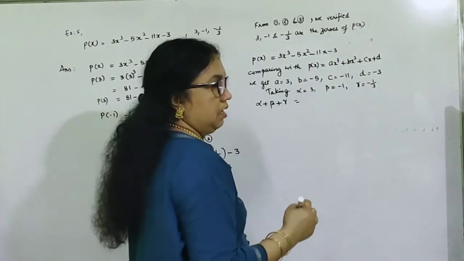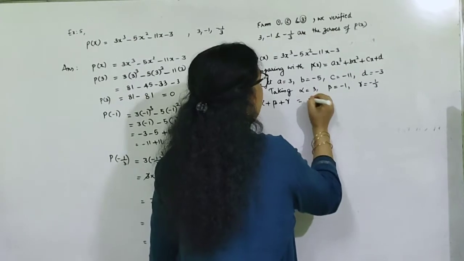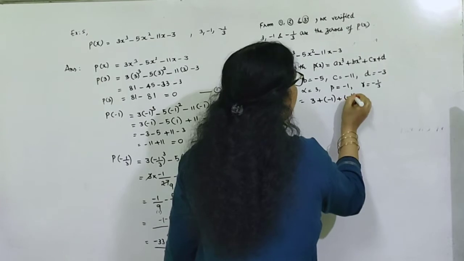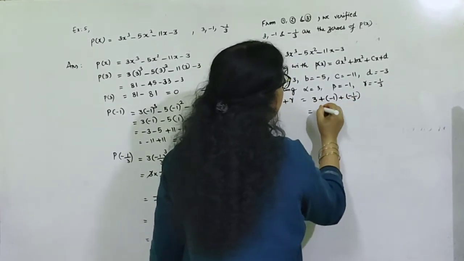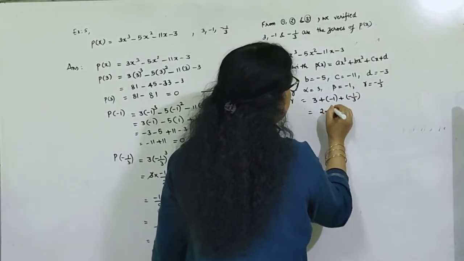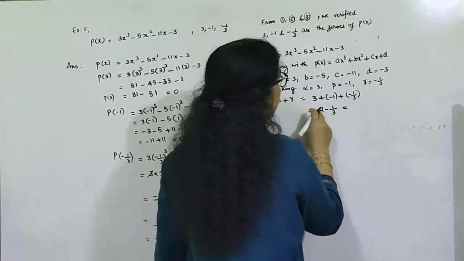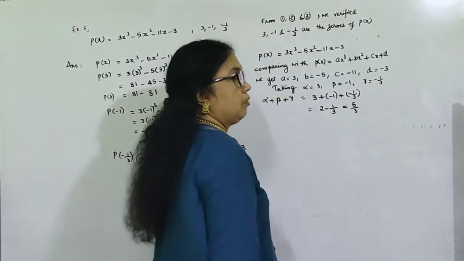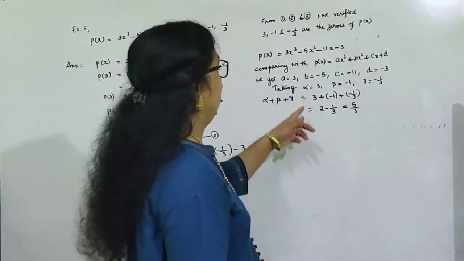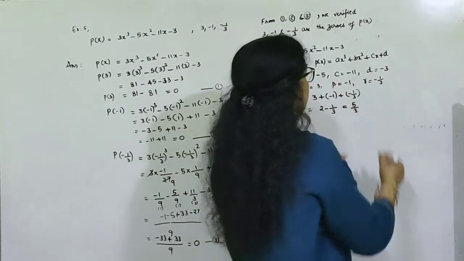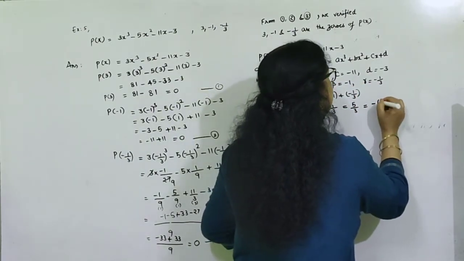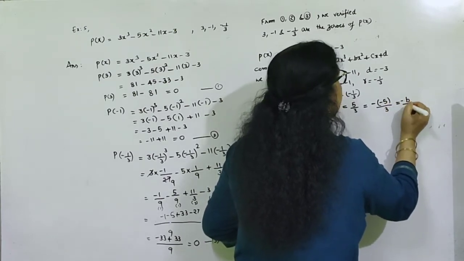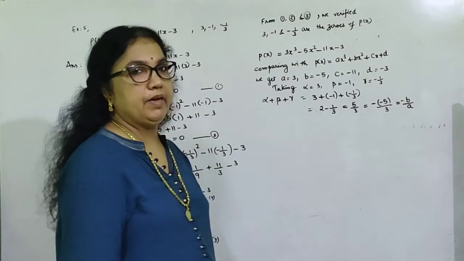Alpha plus beta plus gamma. Alpha's value 3, plus minus 1, plus minus 1 by 3. 3 minus 1, 2. So 2 plus minus 1 by 3, equal to 3 2s are 6. 6 minus 1, 5. So 5 by 3. What is the formula? Minus b by a. B is minus 5. So this 5 by 3 you can write as minus of minus 5 upon 3. That is minus b by a. So first one we verified it.